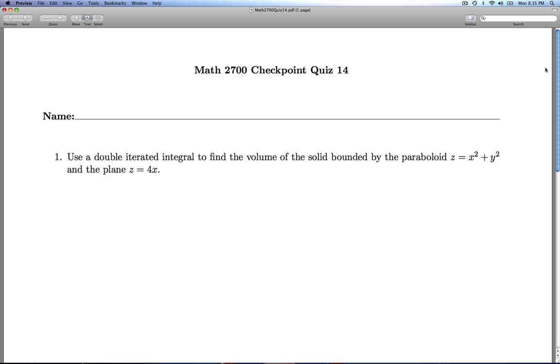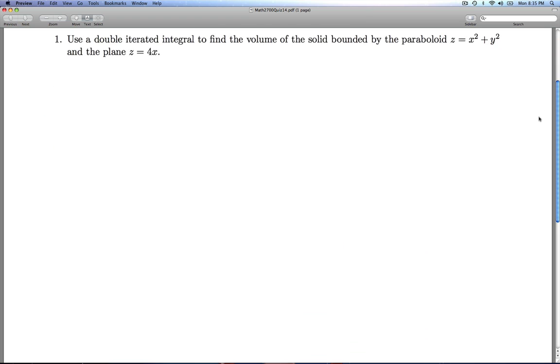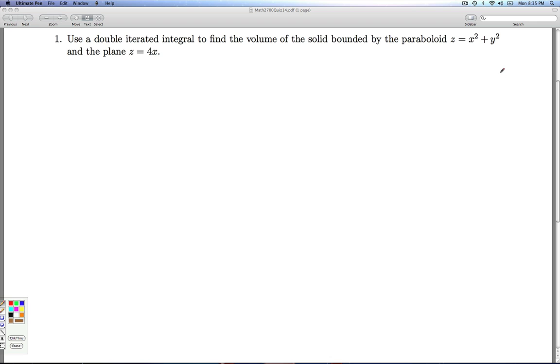Hi folks, this is Calc 3 Quiz 14. We're asked to set up a double iterated integral to find the volume of a solid.